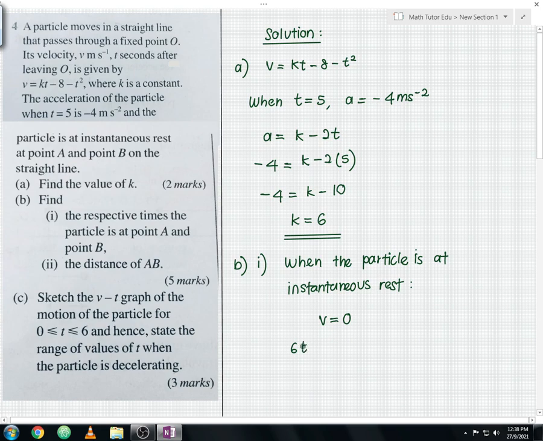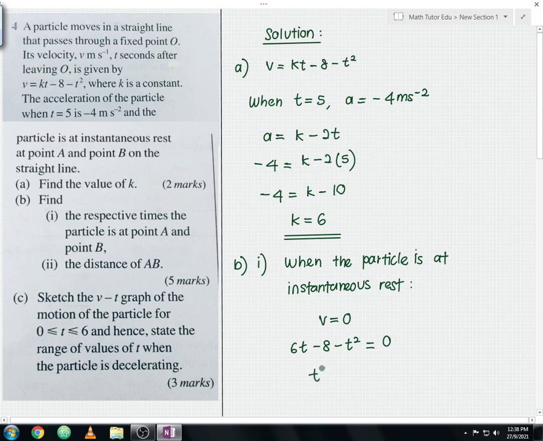6t minus 8 minus t square. Okay, so from here, 6t minus 8 minus t square, you should get equals to 0. So you move everything from the left hand side to the right hand side.